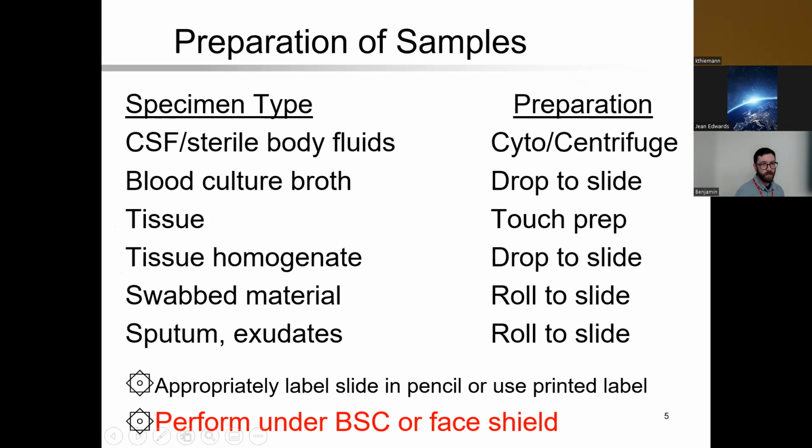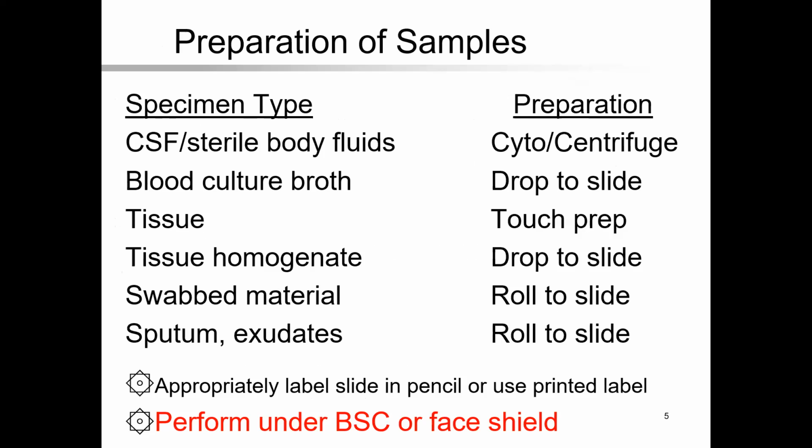So, different sample types. CSF and sterile body fluids are often going to be filtered, centrifuged. We have a cytocentrifugation method that we'll talk about. Blood culture broth is going to be just a drop taken directly from the bottle and put on the slide. Tissue, we want to do a touch prep where you actually take a little piece of tissue and just lightly touch it to the slide in a couple of different places. Try to get a good representation there.